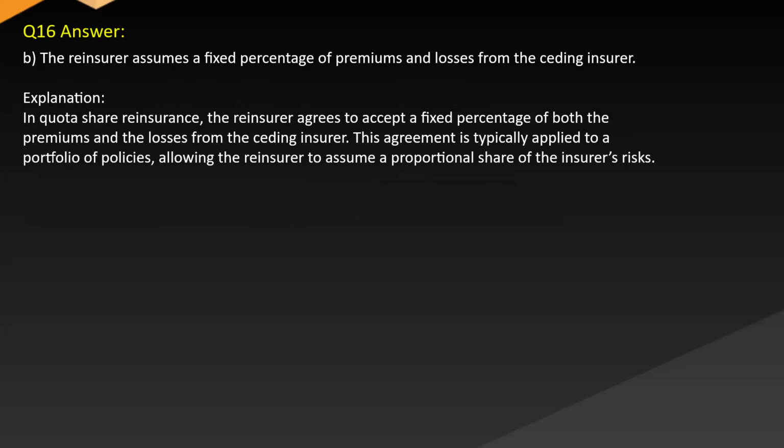Answer B. The reinsurer assumes a fixed percentage of premiums and losses from the ceding insurer. Explanation. In quota share reinsurance, the reinsurer agrees to accept a fixed percentage of both the premiums and the losses from the ceding insurer. This agreement is typically applied to a portfolio of policies, allowing the reinsurer to assume a proportional share of the insurer's risks.